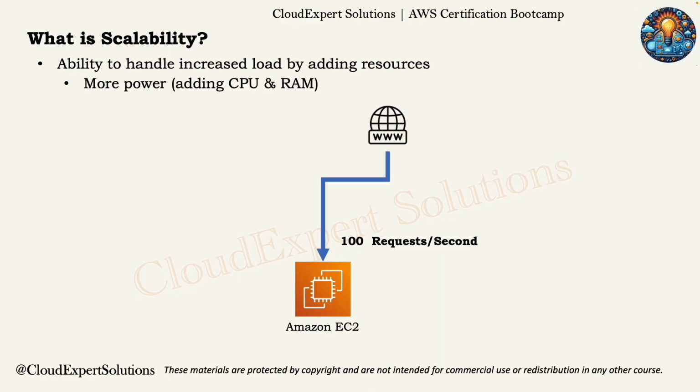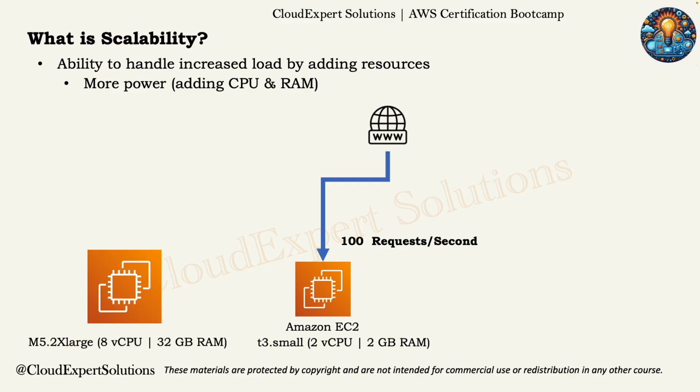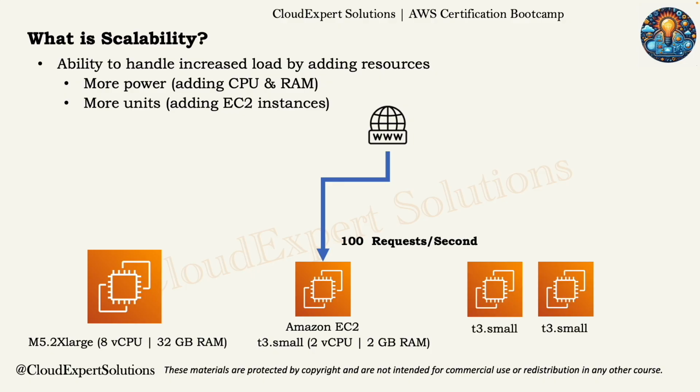You can increase the power of a single instance. That means you can add more CPU and RAM. As an example, if your existing EC2 instance was T3 small with 2 vCPU and 2 GB RAM, you can move from T3 small to a bigger instance like M5 2xlarge, which comes with 8 vCPU and 32 GB of RAM. That means you are adding more power to your EC2 instance to handle the additional load, or you can add more instances to handle that load.